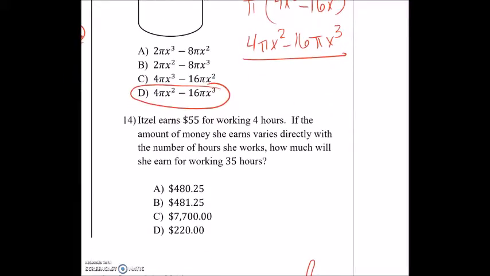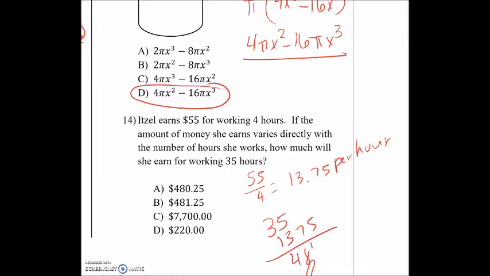Next problem here, Itzel earns $55 for working 4 hours. So we need to know how much she is making per hour. So we have to divide 55 divided by 4, and that should give us 13.75 per hour. Once we look at that, it says she's going to work 35. So what is 35 times 13.75? The answer should be 481.25. Now, not just are you supposed to have these problems solved, but you could pause this video whenever you want.